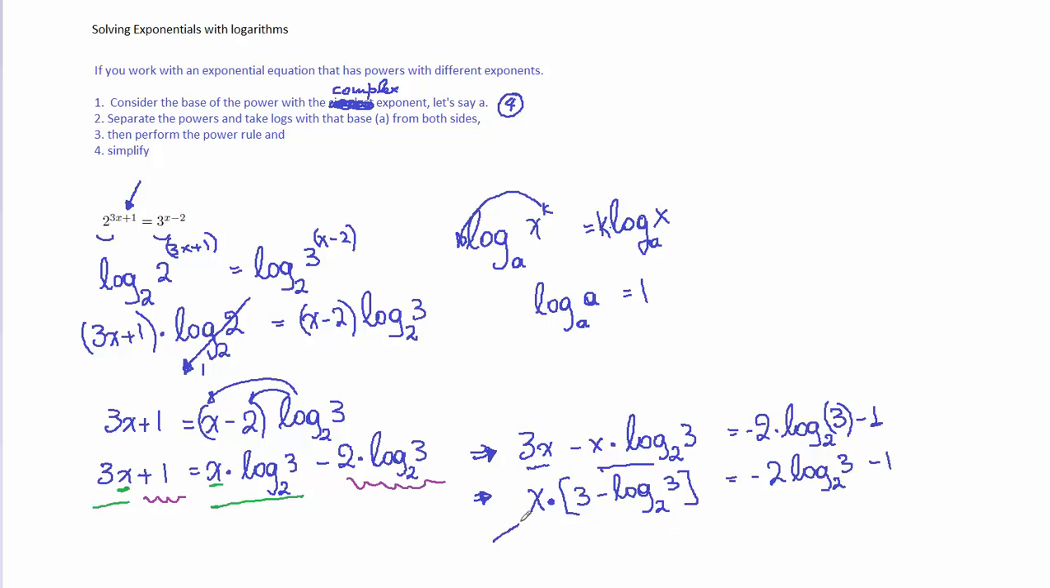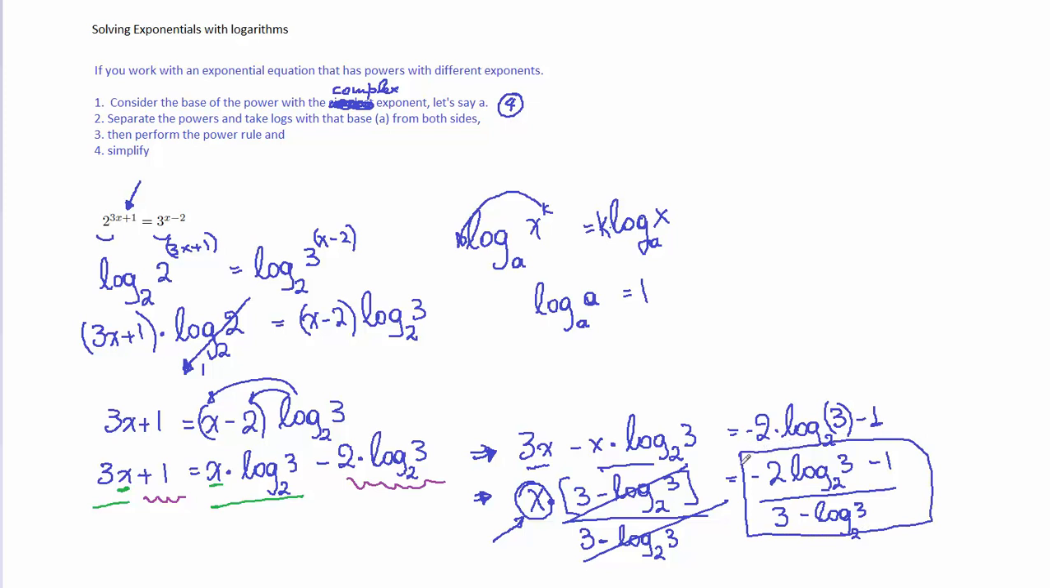And now I need to isolate my x, because that's my variable. How do I do that? By dividing both sides by the coefficient of x. And this is going to be nothing else than 3 minus log of 3 with base 2. That's it. Now, one thing that I want you to see right here is that you can simplify the coefficient of the x, and this gives you as an answer this fraction. Don't try to simplify this fraction, it's good as is.